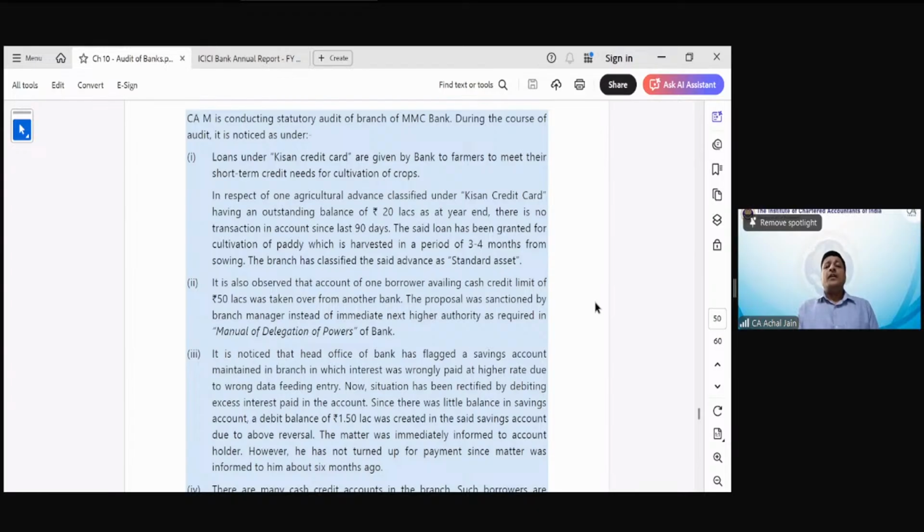Third, it is noticed that the head office of the bank has flagged a savings account maintained in the branch in which interest was wrongly paid at a higher rate due to wrong data feeding entry. Now, the situation has been rectified by debiting the excess interest paid in the account. Since there was a little balance in the savings account, a debit balance of rupees 1,50,000 was created in the said savings account due to the above reversal. The matter was immediately informed to the account holder. However, he has not turned up for payment since the matter was informed to him about 6 months ago.